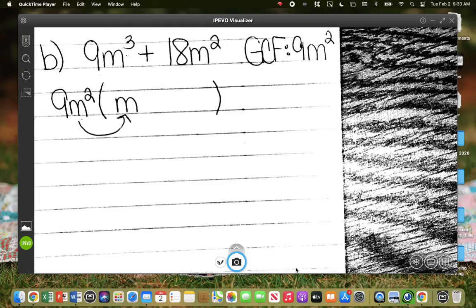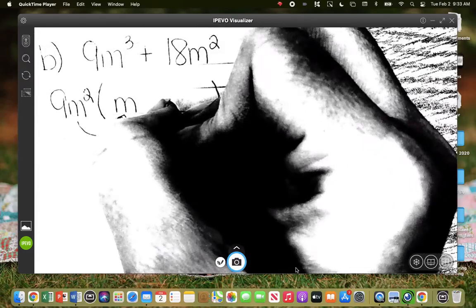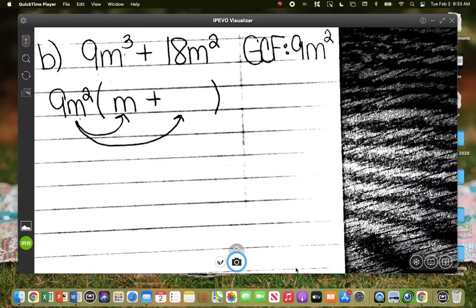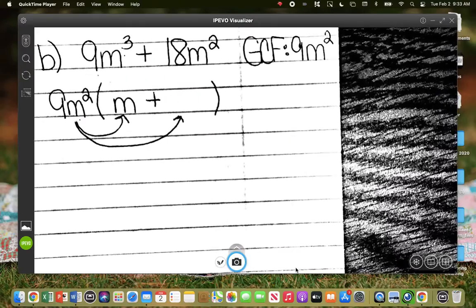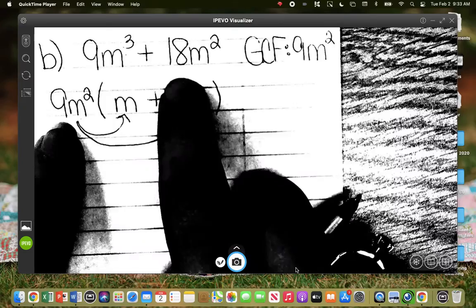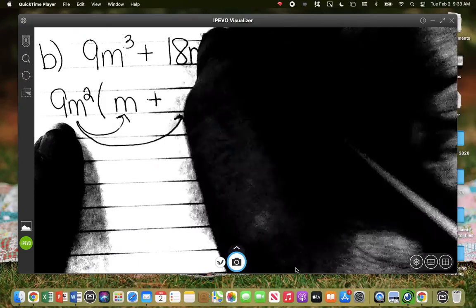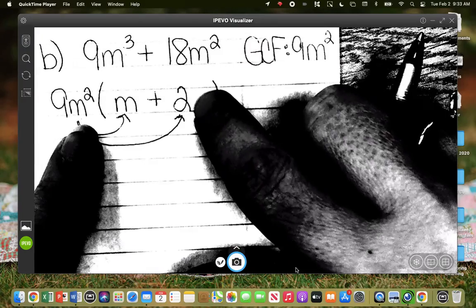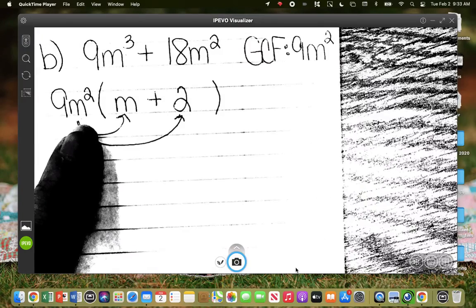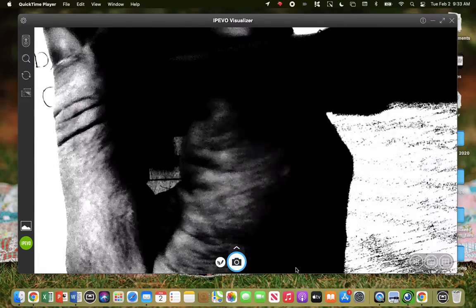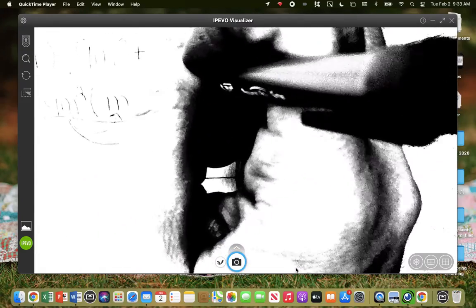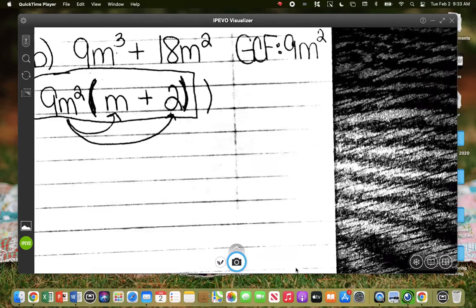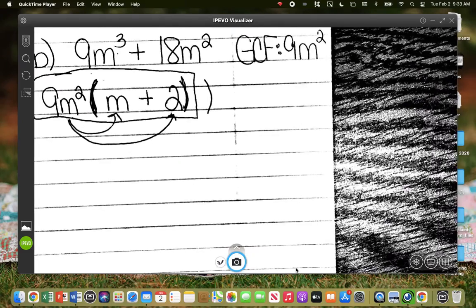That's good. All right, now for the second part, we want to multiply to get 18m squared. So what do I need? 9 times what would give me 18? 2. Now, I already have an m squared, so do I need to add any m's here? Nope, that's all you need. And I will tell you guys, when you show your work, don't feel like you have to write those arrows.